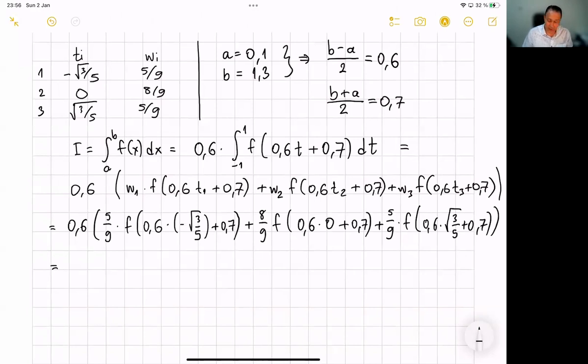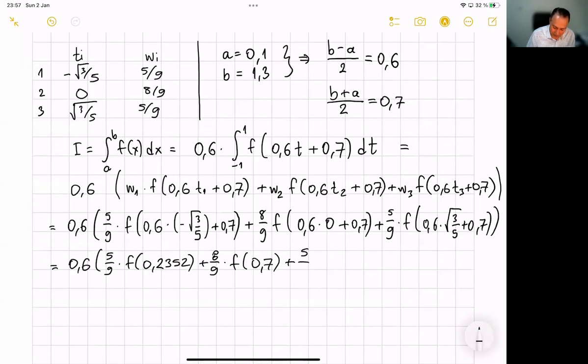And if I do these calculations, I will end up with the following: 0.6 and then 5 over 9 f of 0.2352, plus 8 over 9 times f of 0.7, obviously, plus 5 over 9 times f of this value, 1.16476.